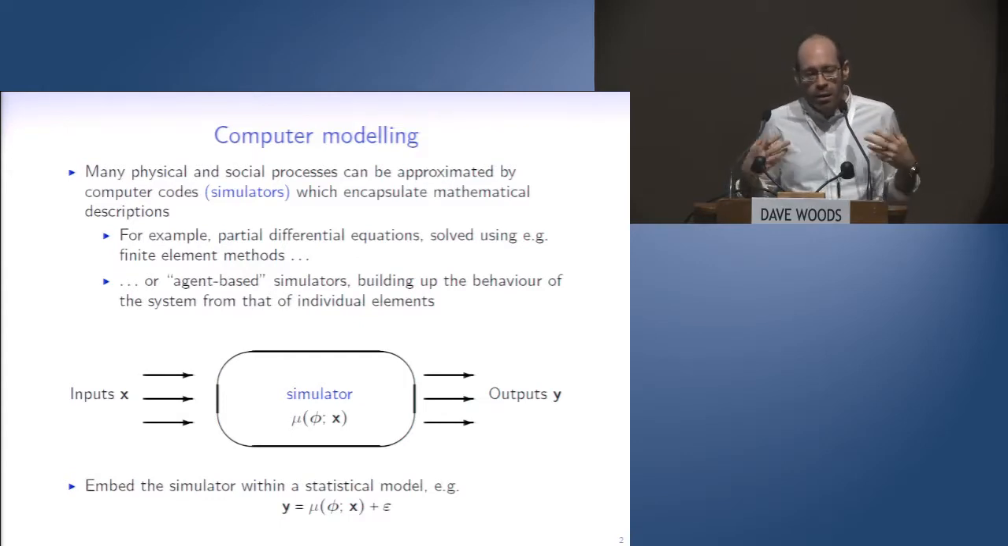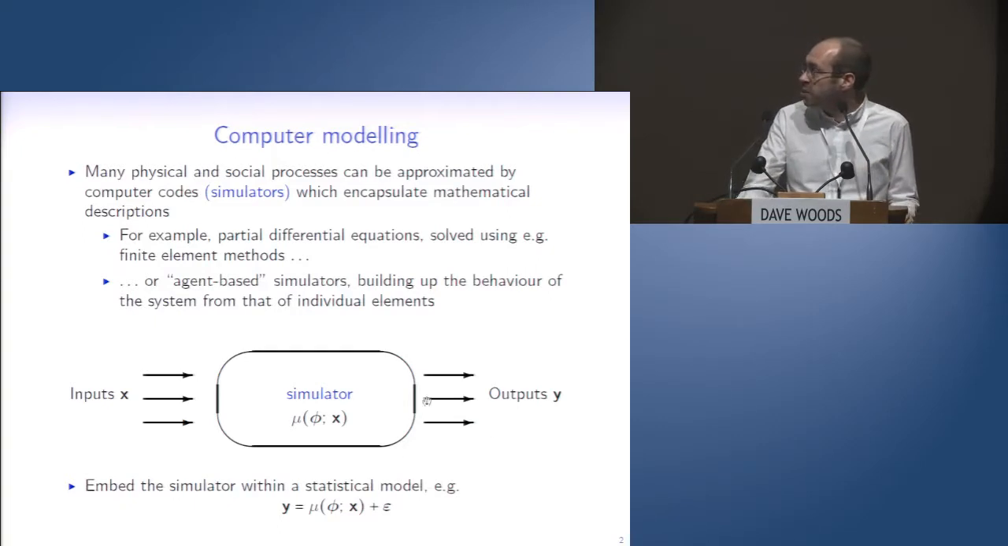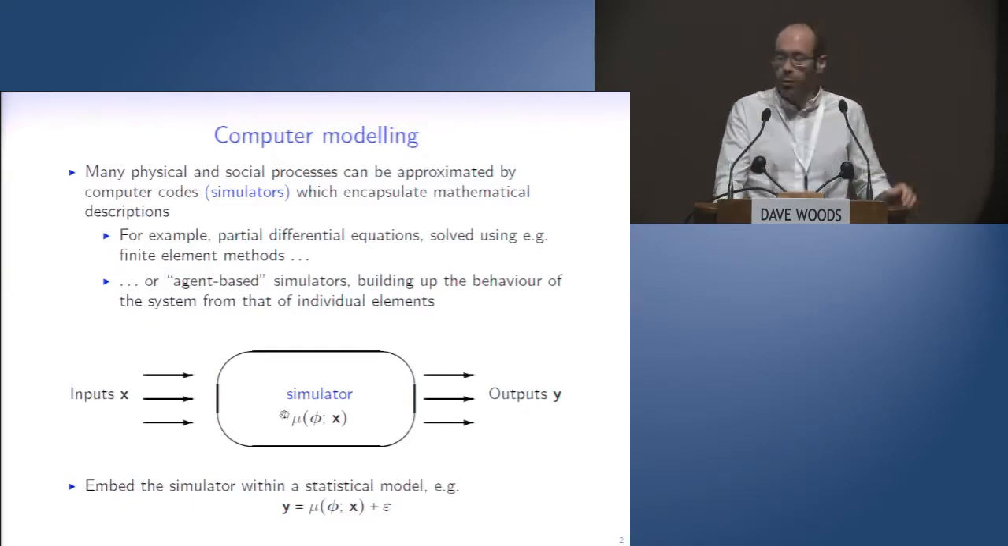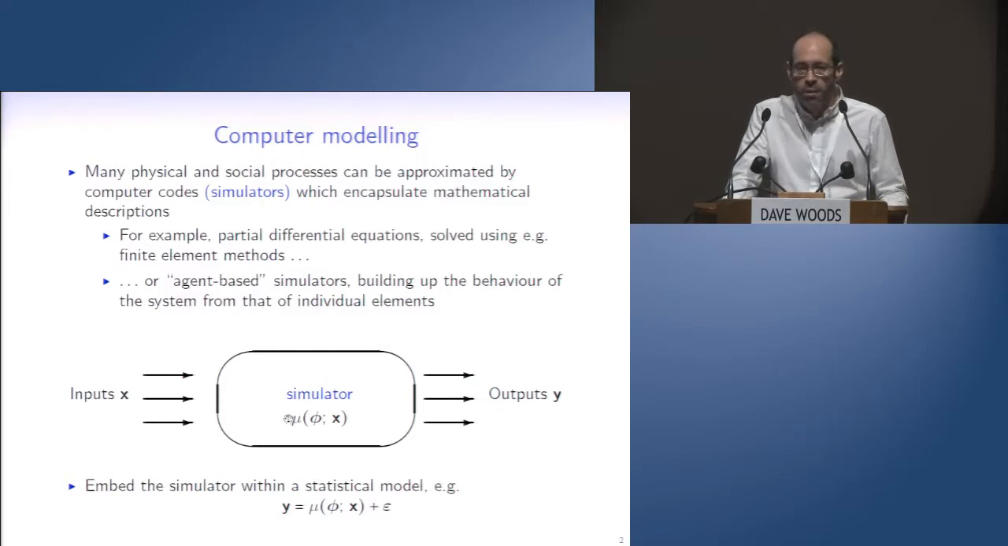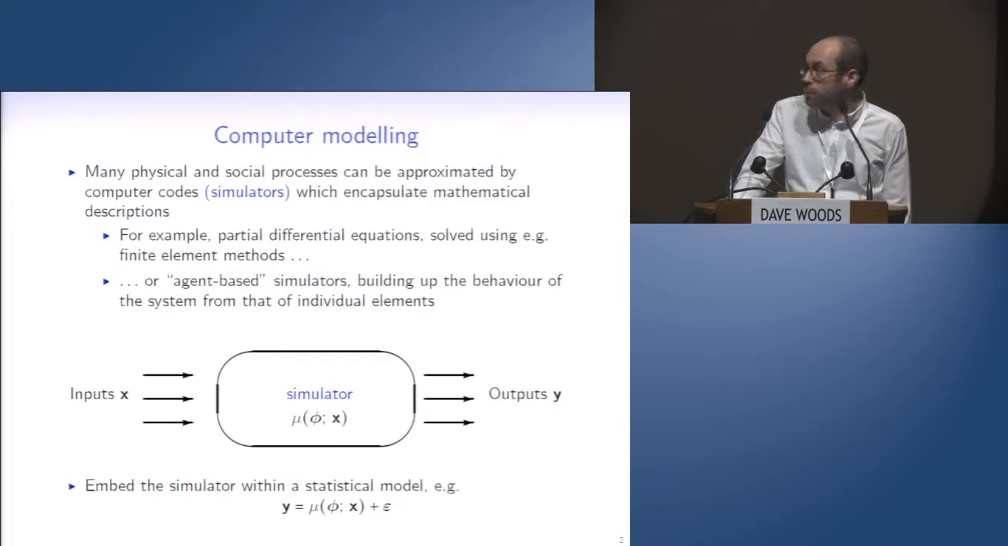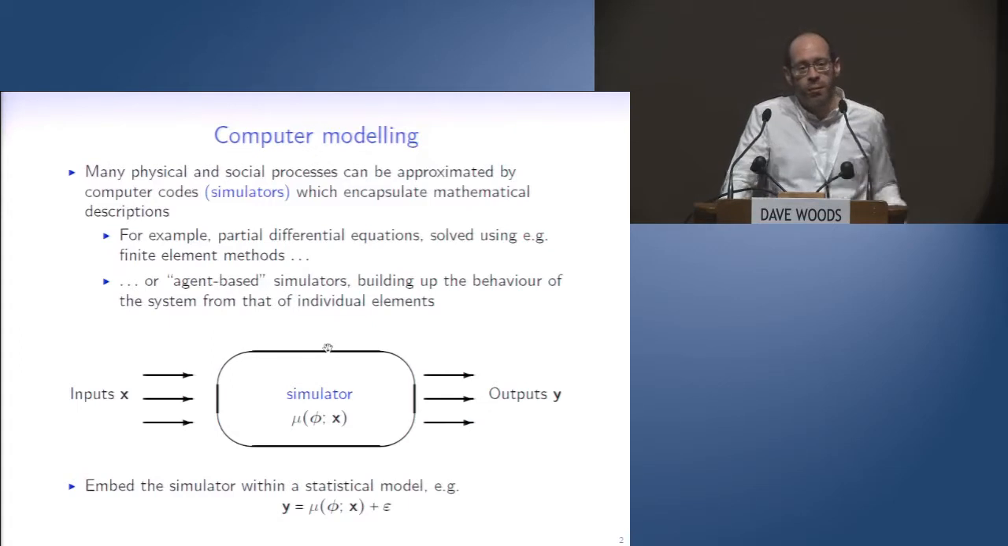However we set our simulator up, we're going to think of it from a statistical point of view as essentially a black box which maps the inputs x to the outputs y. So it provides for us a prediction of the outputs of the system for any value of the inputs we want to give the model. And as well as the inputs, the model also depends on these parameters, psi. So these are going to be the parameters that we need to estimate in our model.